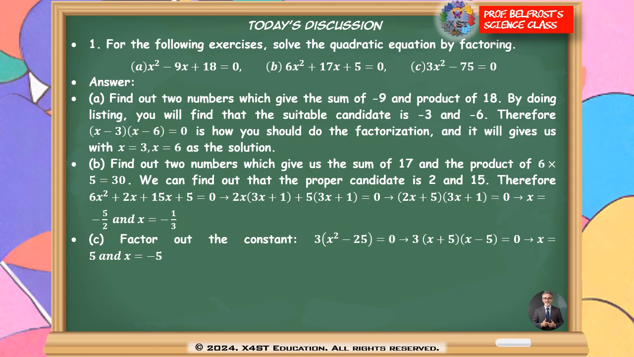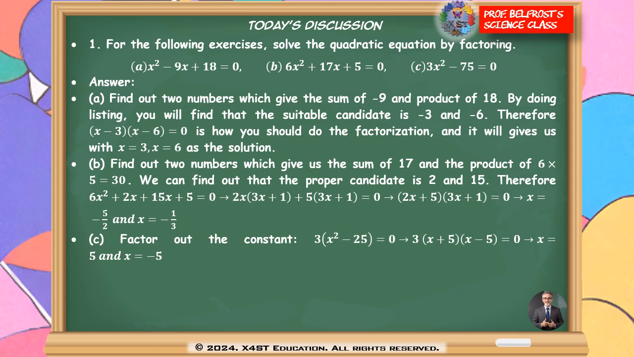For a, you see minus 9 for the sum and 18 for the product. The numbers are minus 3 and minus 6, so you can write x minus 3, x minus 6. Then you make them equal 0. It means that the solution is 3 and 6. That's the same as b. After proceeding with it, x equals 5 halves and x equals minus 1/3 is the solution. How about c?